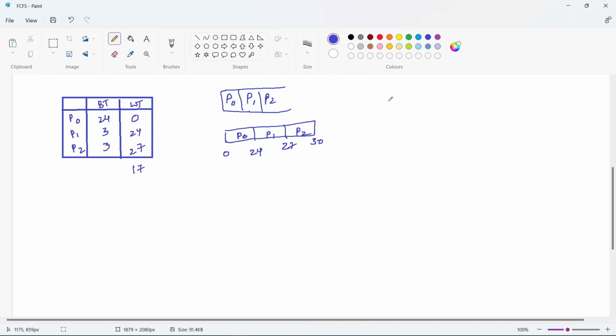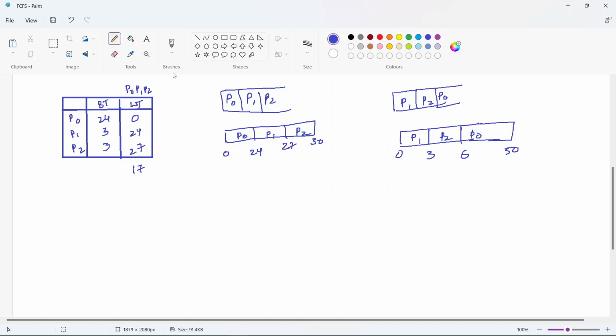Now suppose we choose another order. Here we have chosen the order of P0, P1, P2. Let us consider another order where P1 has been selected first and then P2 enters the ready queue and then P0. If you are choosing this order, then P1 will get a chance, which will be executed for 3 seconds, P2 will be executed for 3 more seconds, 6, and then P0 which requires 24 seconds, that is 30 seconds final.